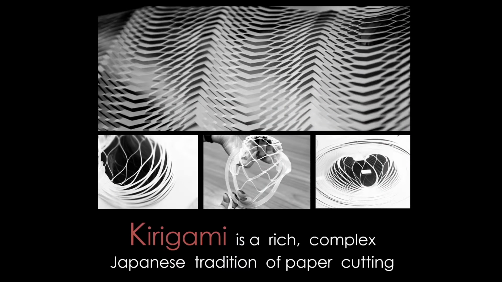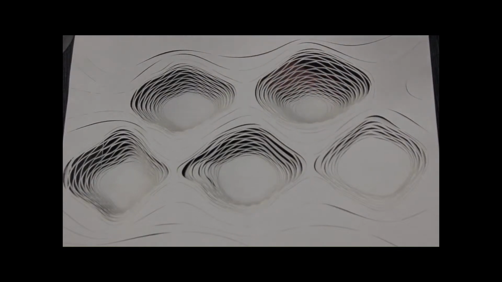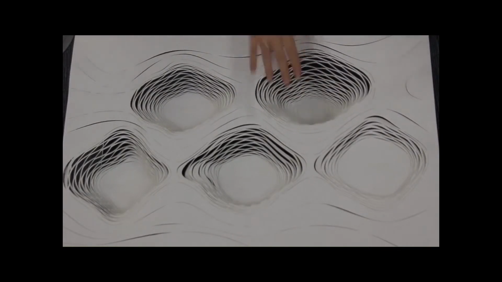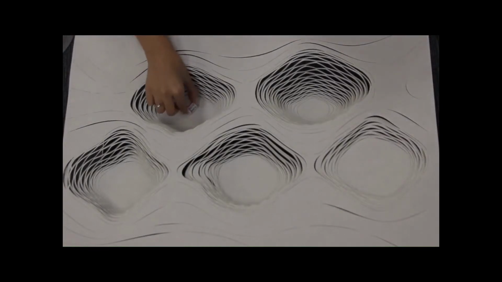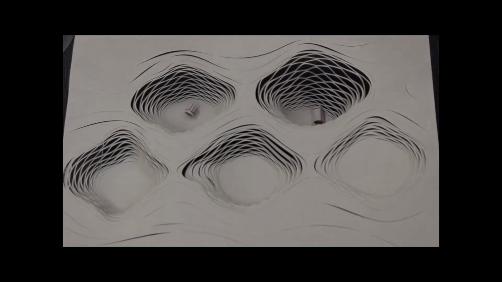Kirigami is a rich, complex Japanese tradition of paper cutting. We leverage kirigami to create new physical data representation and simple interaction. This is an example which shows global warming in 5 countries. The expansion shows mean temperature in each country in 1962. The user can manipulate the model by adding measure weights, and the increased expansion shows the mean temperature in 2012.